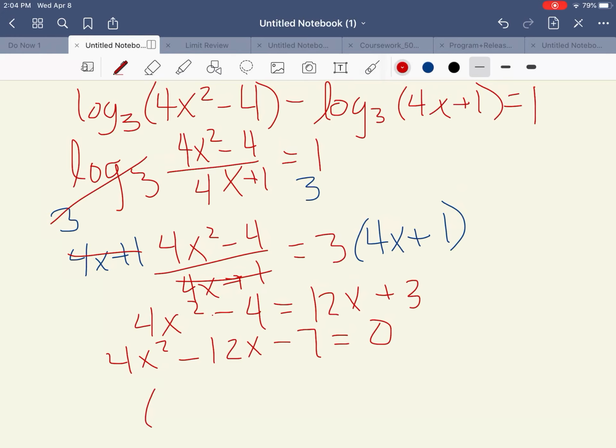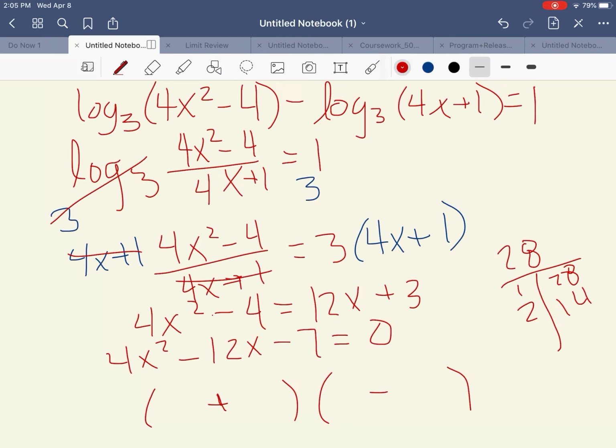So we have parentheses. We have positive, something negative. We know we have 7 times 1. So I know 7 times 4 is 28. Factors of 28 are, of course, 1 and 28. We know that's not true. 2 and 14. 14 minus 2 is 12.